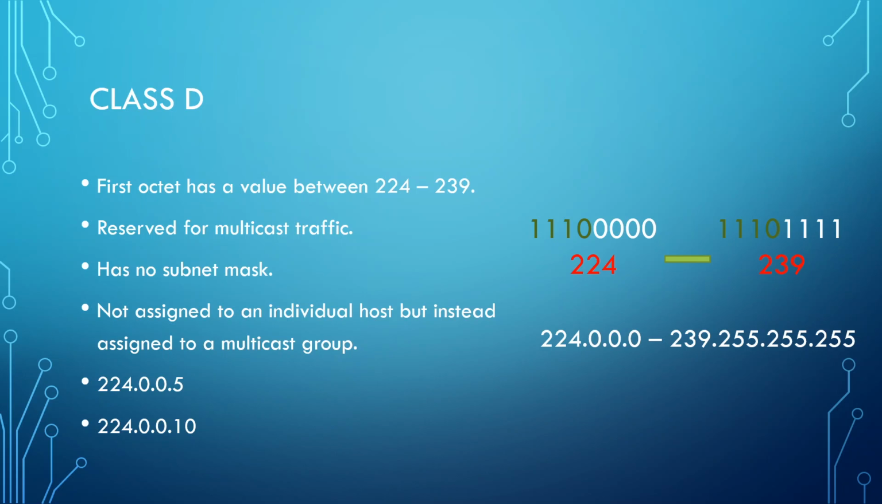Okay, now the Class D address range is from 224.0.0.0 through 239.255.255.255. Some typical Class D addresses, or some typical multicast IP addresses you may see, are 224.0.0.5, which is used for OSPF, and 224.0.0.10, which is used for EIGRP. Again, these are routing protocols, which we will get to later on in this training course.